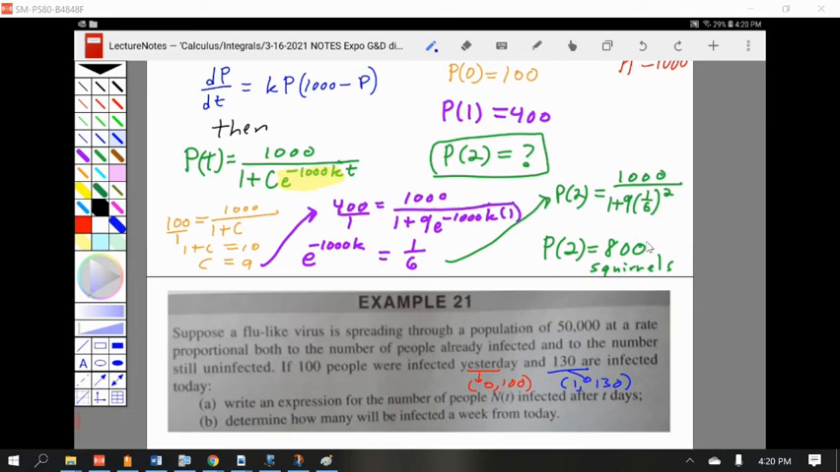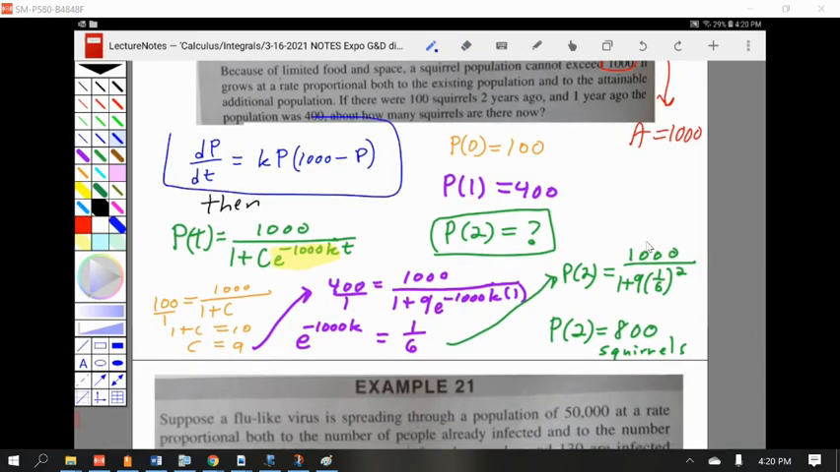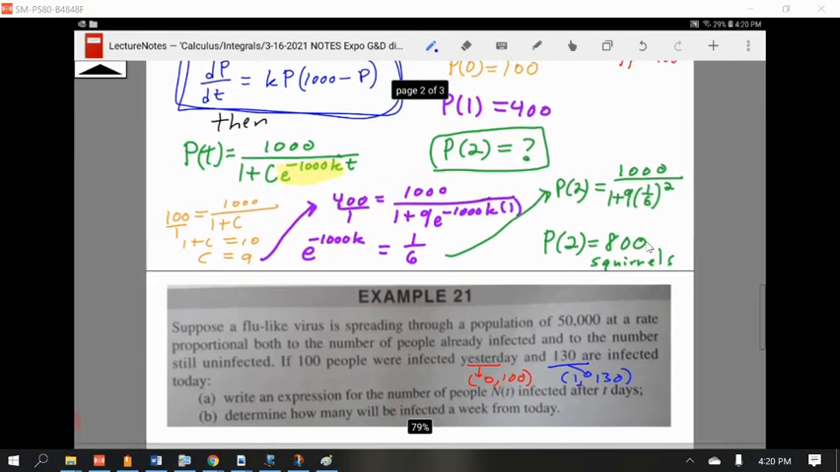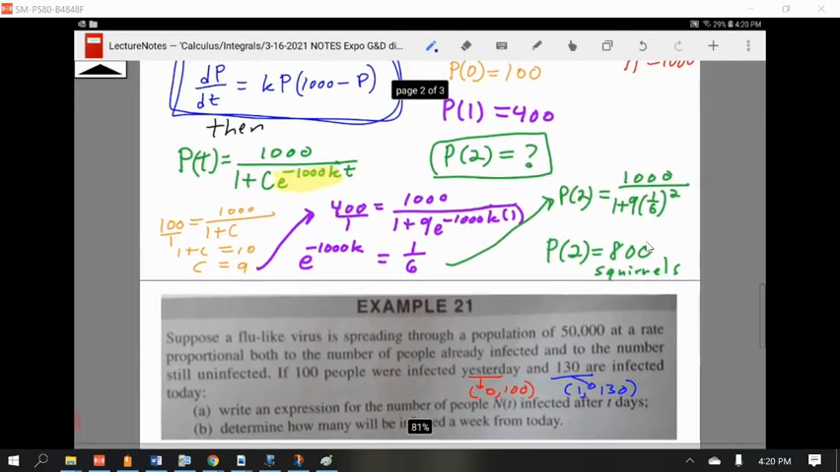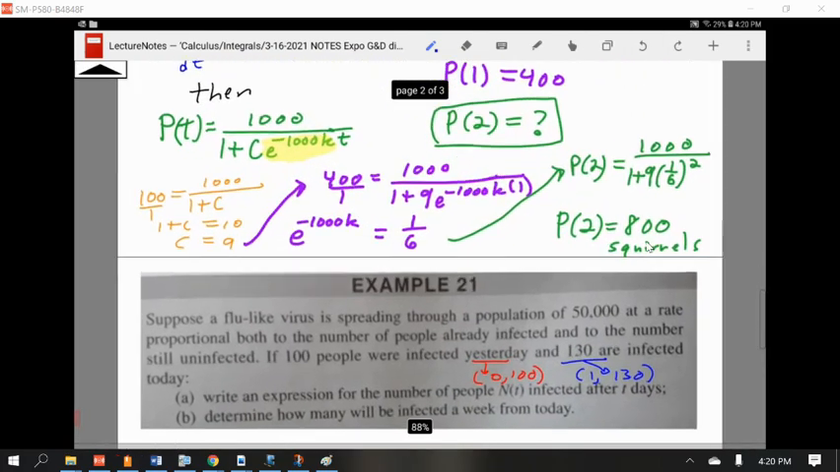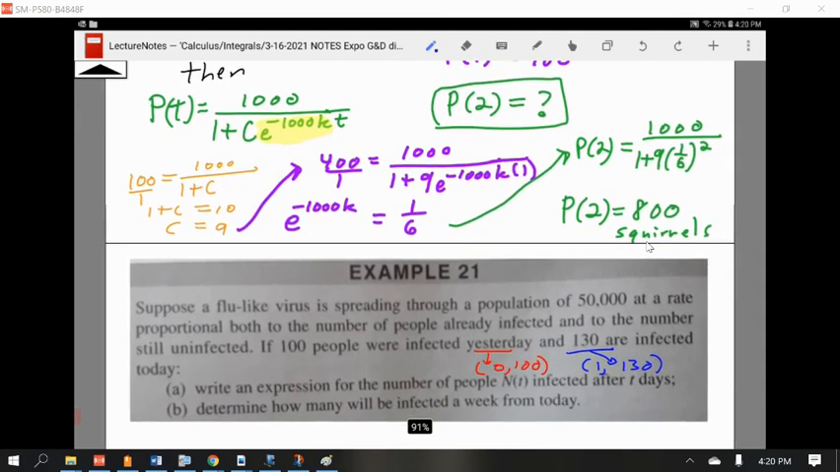Hint, hint, hint. So part A: write an expression for the number of people N of t infected after t days. If you think back to what we just learned about squirrels, I could use this same formula right here, guys. Use P for population, or they tell you to use N. N of t. But notice, what is the limiting value? What is the maximum number of people that can be infected by this virus? What is the maximum population?